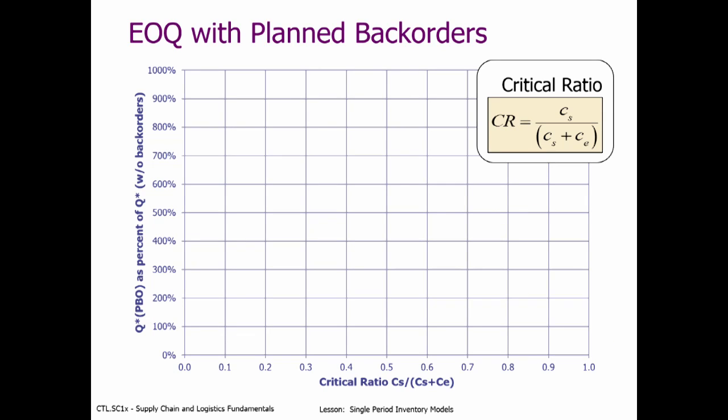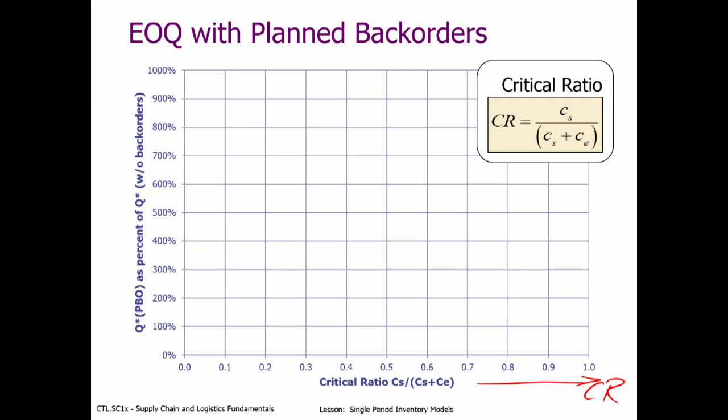We know that the range that the critical ratio can take is between 0 and 1, right? Because CS over CS plus CE can never be negative, and it can't be greater than 1 since it's a part of the denominator. So on this chart, on the horizontal axis, you see it goes from 0 to 1, and this is the critical ratio. On the vertical axis is the Q star PBO as a percentage of Q star. So it's the Q star allowing back orders divided by the Q star not allowing back orders.